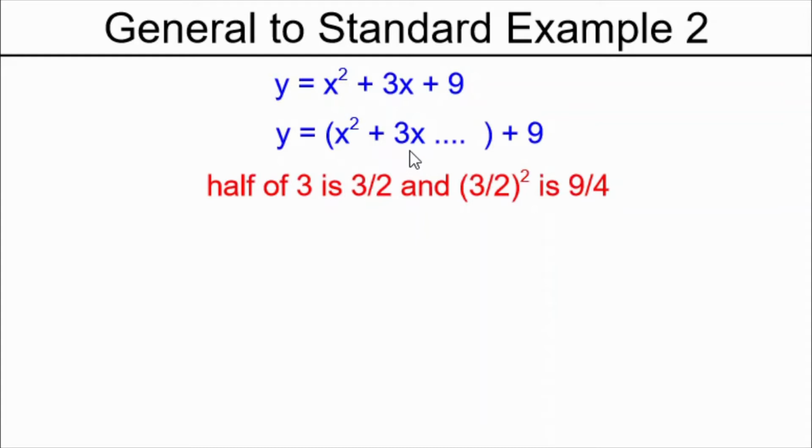Half of that coefficient, in this case half of 3, is 3 halves. And then we square the result that we get. Half of 3 is 3 halves, and 3 halves squared is 9 quarters. That's the number that we need to add in that empty space we left. We add 9 quarters in there.